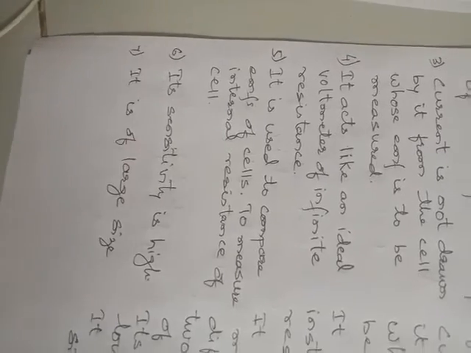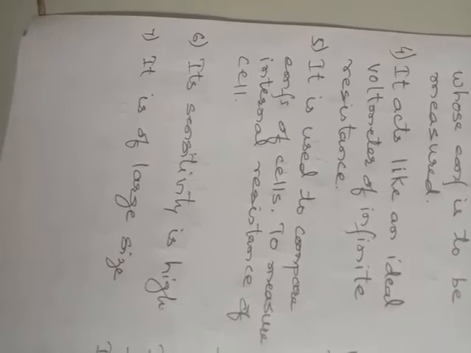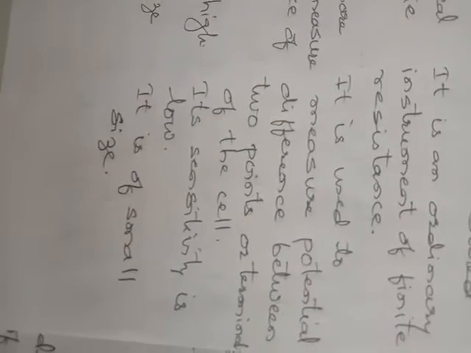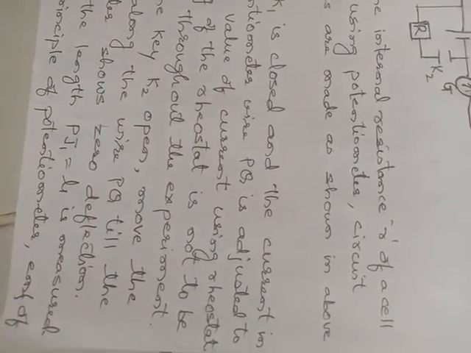Potentiometer, its sensitivity is high. In voltmeter, its sensitivity is low. Size of the potentiometer is of large size. Voltmeter is of very small size. तो ये हुआ difference between the potentiometer and the voltmeter.